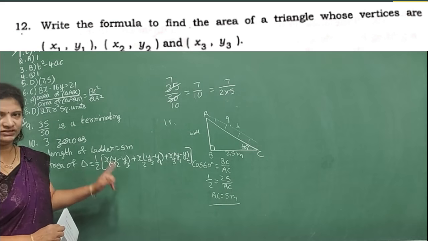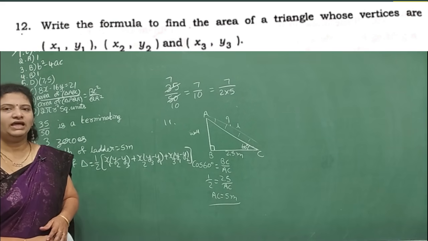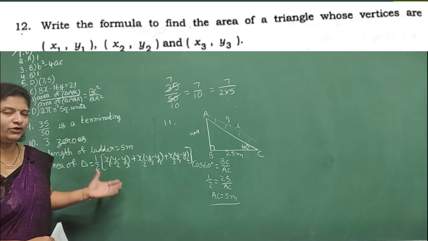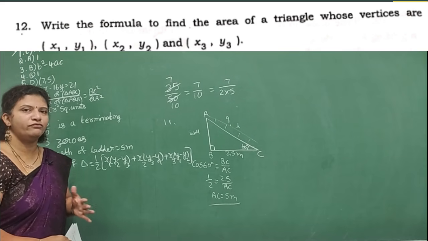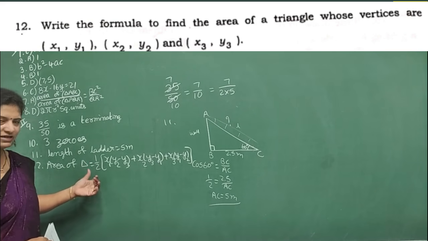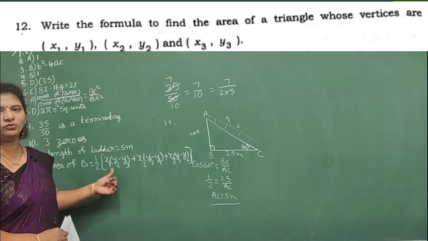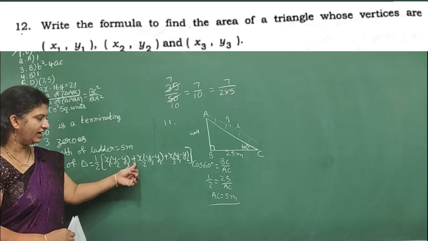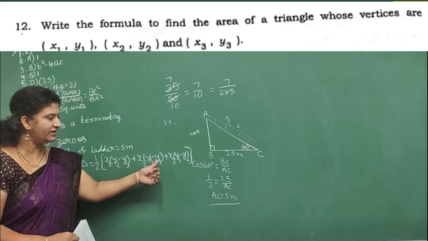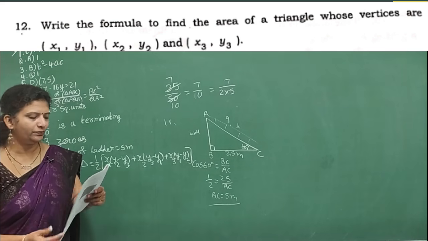1, 2, 3. 2, 3, 1, 3, 1, 2. If you remember the formula directly, you can write it off. Suppose you forget this technique, you can use the formula: area of triangle is equal to half of x1 into (y2 minus y3) plus x2 into (y3 minus y1) plus x3 into (y1 minus y2).